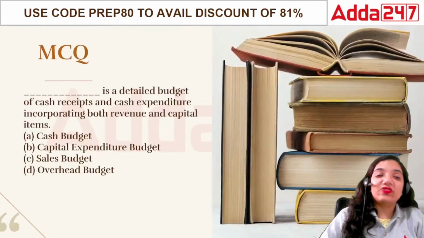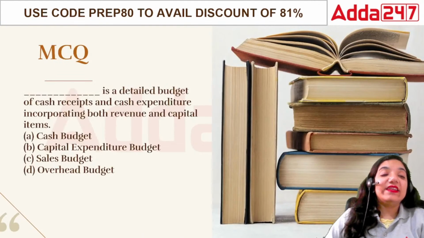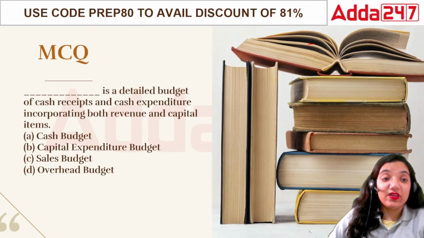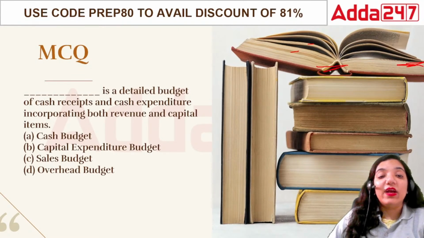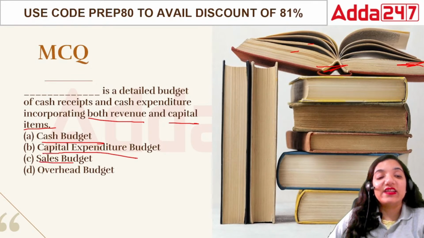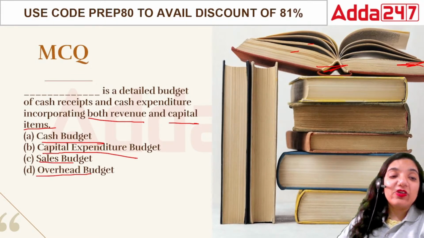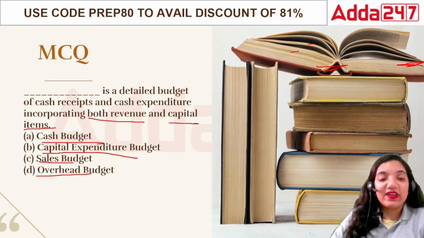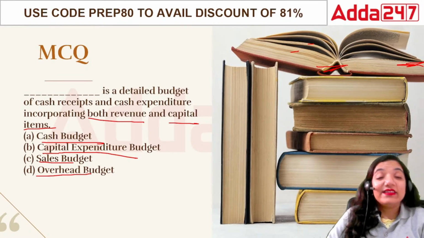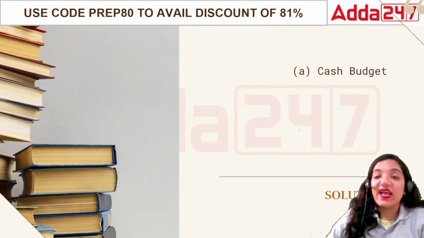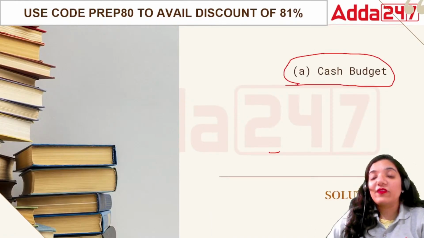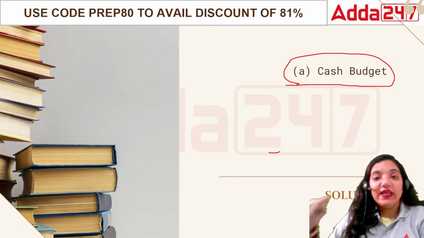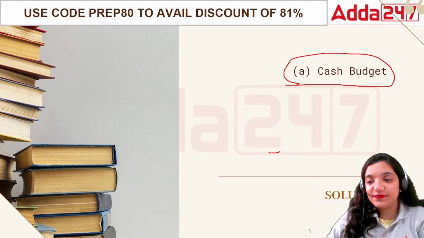So after this, the next question and the last for the day is: Dash is the detailed budget of cash receipts and cash expenditure incorporating both revenue and capital expenditure or capital items. Cash budget, capital expenditure budget, sales budget, or overhead budget? This particular budget is a detailed one, and it includes both cash receipts as well as cash expenditure. Since this is exclusively for cash, the correct answer is cash budget. It will talk about what amount of cash we have and what amount of cash we normally need in the business, right?